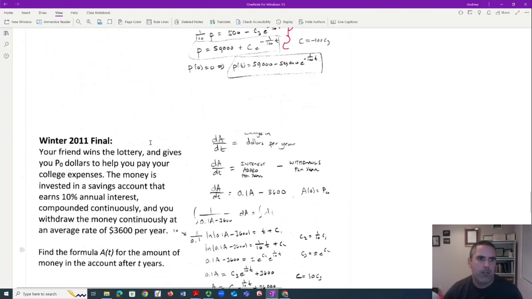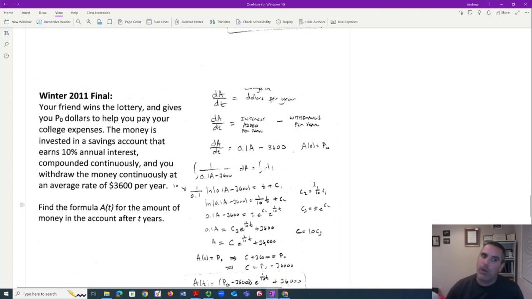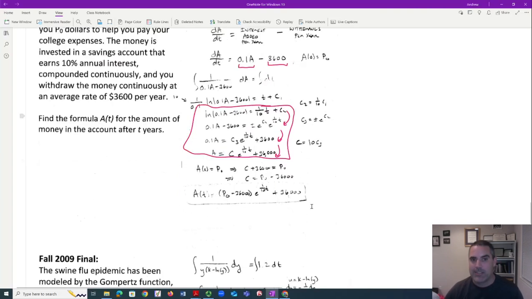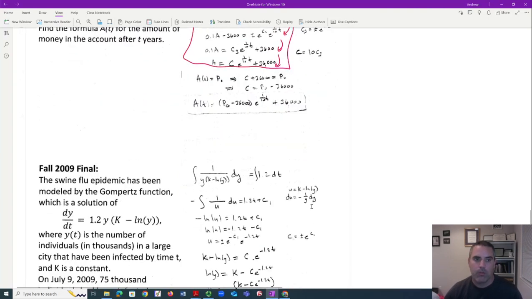That's it. The winter 2011 final was a money problem. In that problem, it said you earned interest at 10%, and you took out $3,600 a year. So that's a little variation on a theme that I talked about in class. But once you separate and solve, it's these same 4 steps. That's why I talked about in class how you don't want to be messing up the algebra there. Yes, there's a few things that happen, but it's the same things over and over and over.